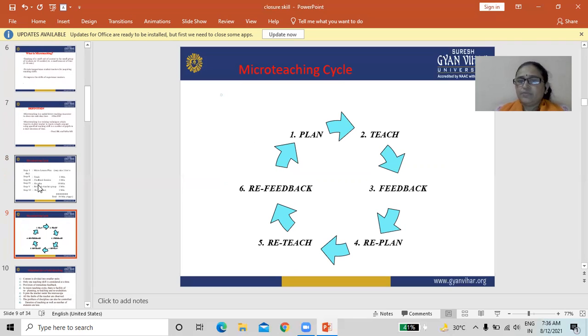As you are watching in my PPT, there are 6 steps. First is plan on a particular teaching skill, then teach, and feedback, then replan according to plan and suggestion given by the expert teacher, then reteach, and then feedback. This process is continuously going on. The arrow shown in my PPT.